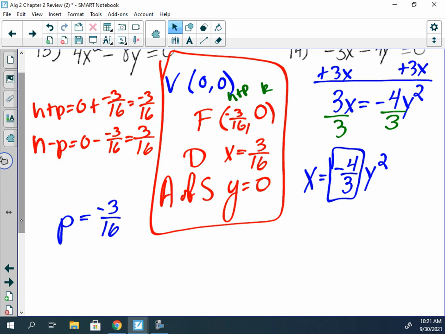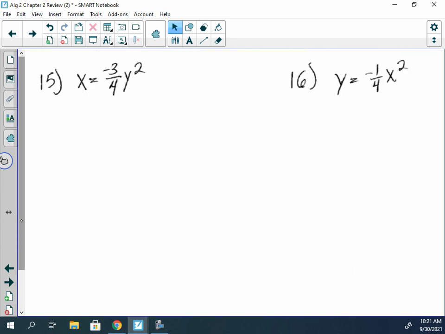Any questions on this here? We feel good with this here? 15 and 16.